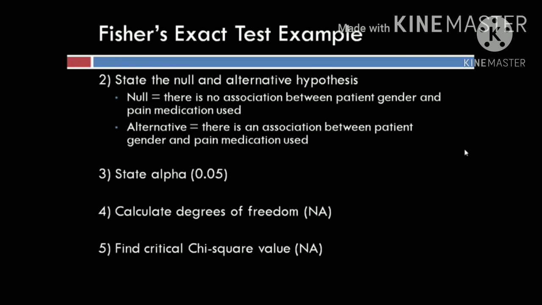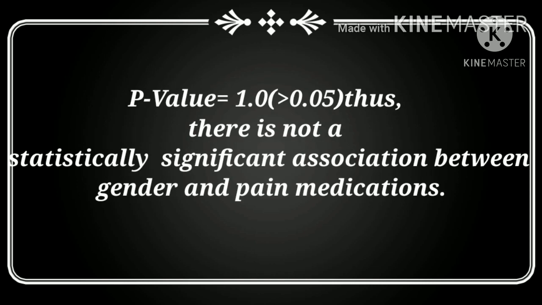And we also don't need to find a critical chi-square, because Fisher's exact test allows us to calculate our probability value directly. So calculating the p-value, in our problem, the p-value is equal to 1. So it is greater than 0.05. Thus, there is no statistically significant association between gender and pain medication.